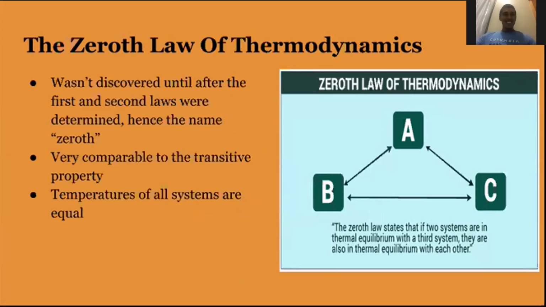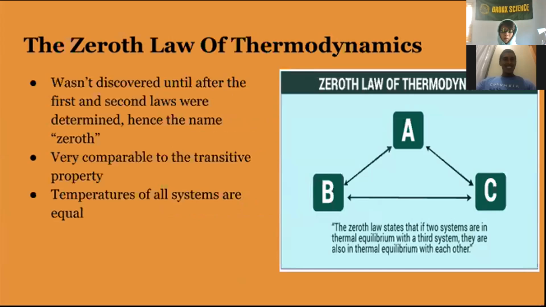And basically, the best way I could explain this is very much like the transitive property. If you have two objects that are in thermal equilibrium with each other, and the system happens to be in thermal equilibrium with a third object, then all three of the objects are in thermal equilibrium with each other. So basically, A is equal to B is equal to C, in other words.